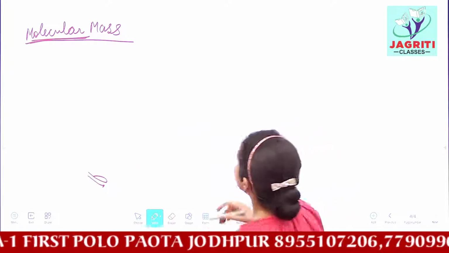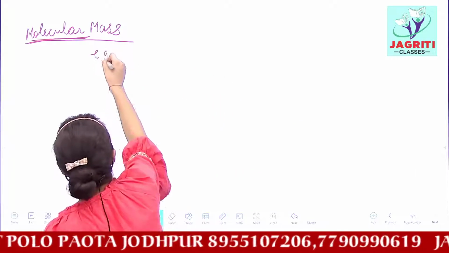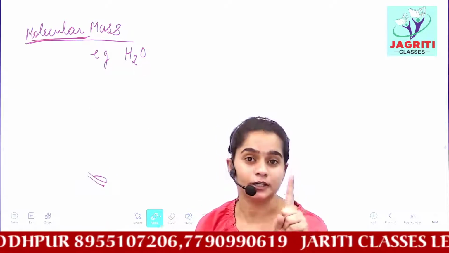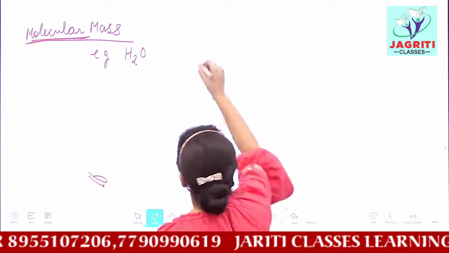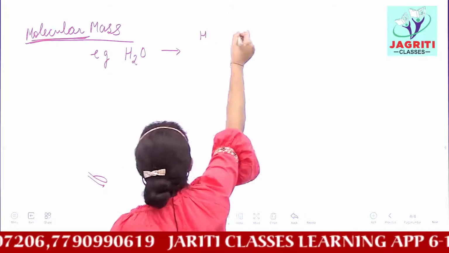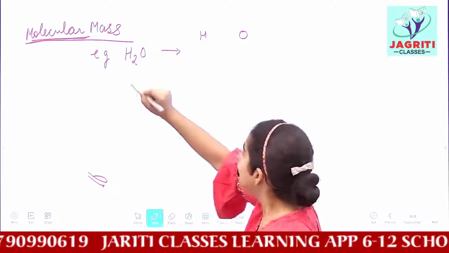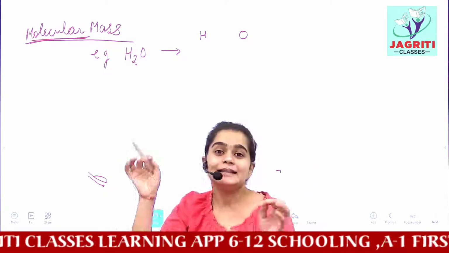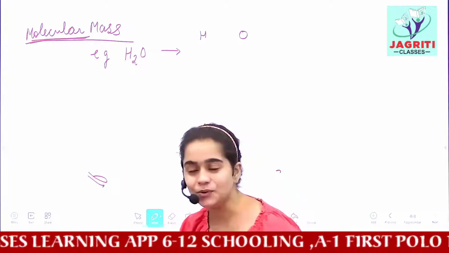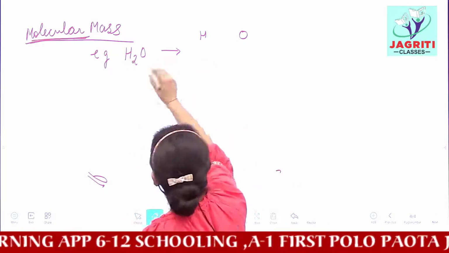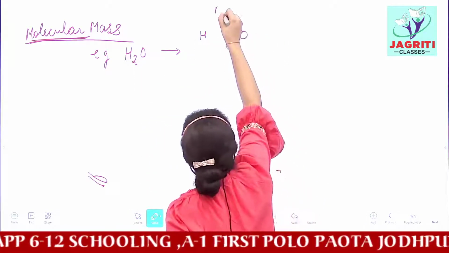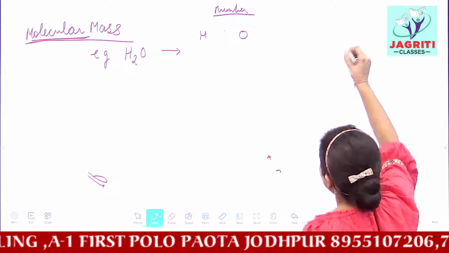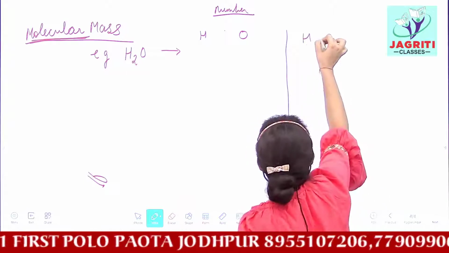Let's suppose, for example, we have a molecule which is water. I take one molecule of water. In one molecule of water, we have two kinds of atoms, hydrogen and oxygen. When two atoms of hydrogen combine together with one atom of oxygen, then I obtain a water molecule. Similarly, here we are talking about the ratio of the number of atoms present in a molecule. And here we will see the ratio of mass.